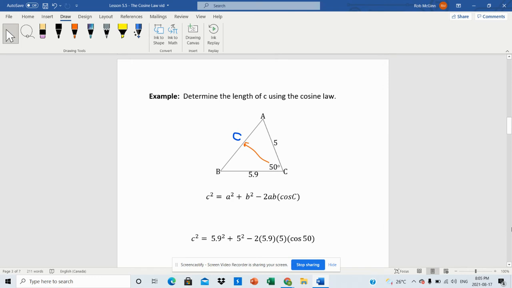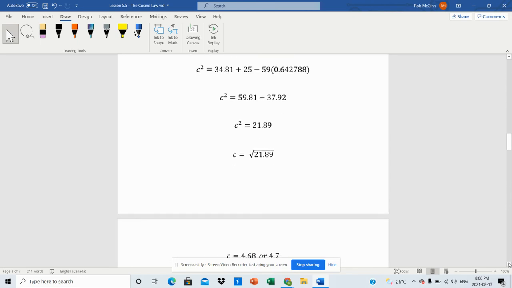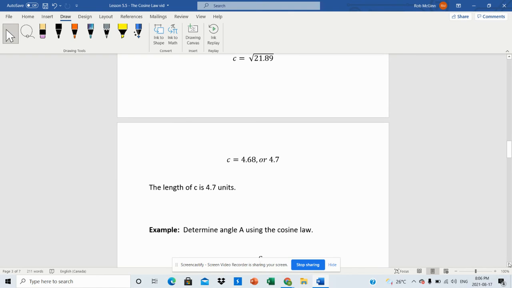All right. So we've answered our first question using the cosine law. And we needed to use the cosine law because we had two sides and a contained angle and no other information. So let's take a look at another example. And this time we're going to determine angle A using the cosine law.